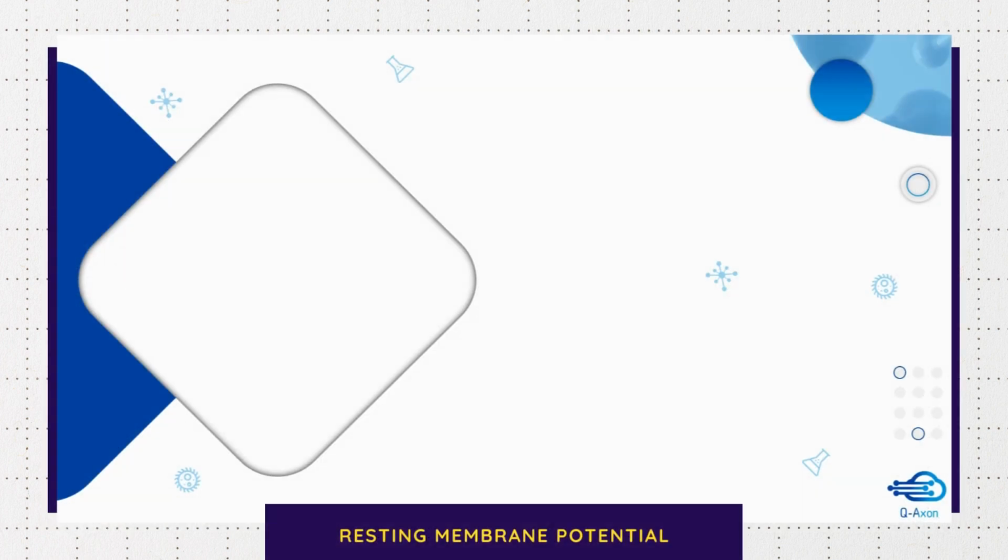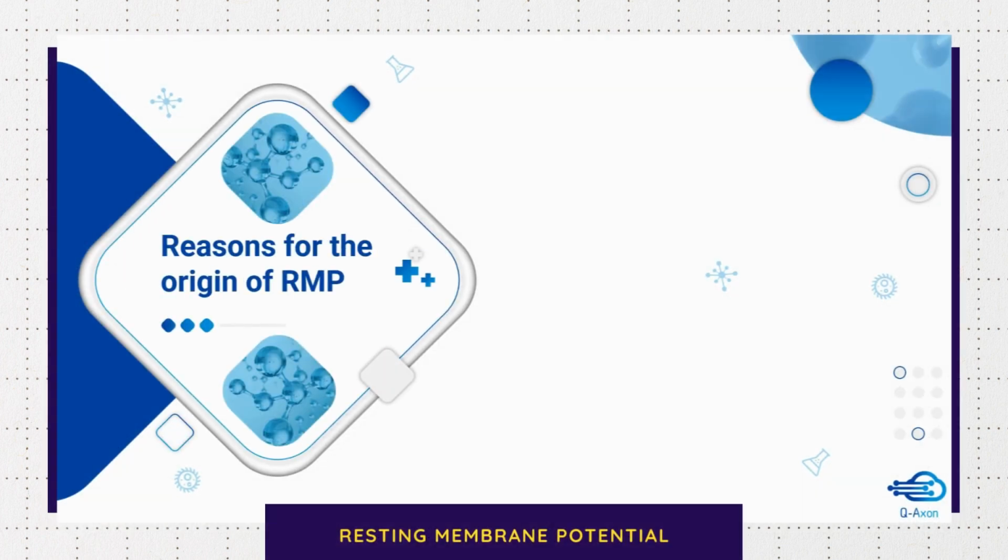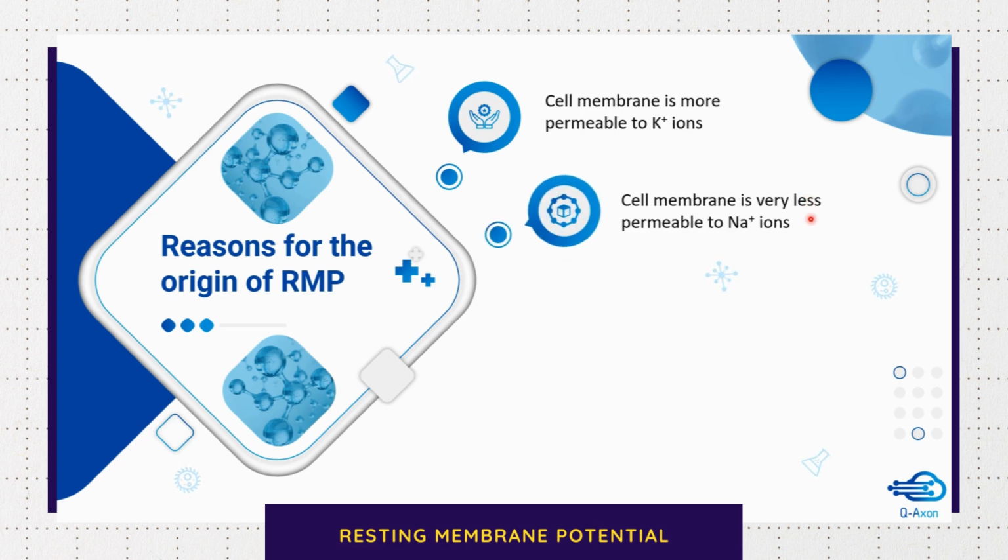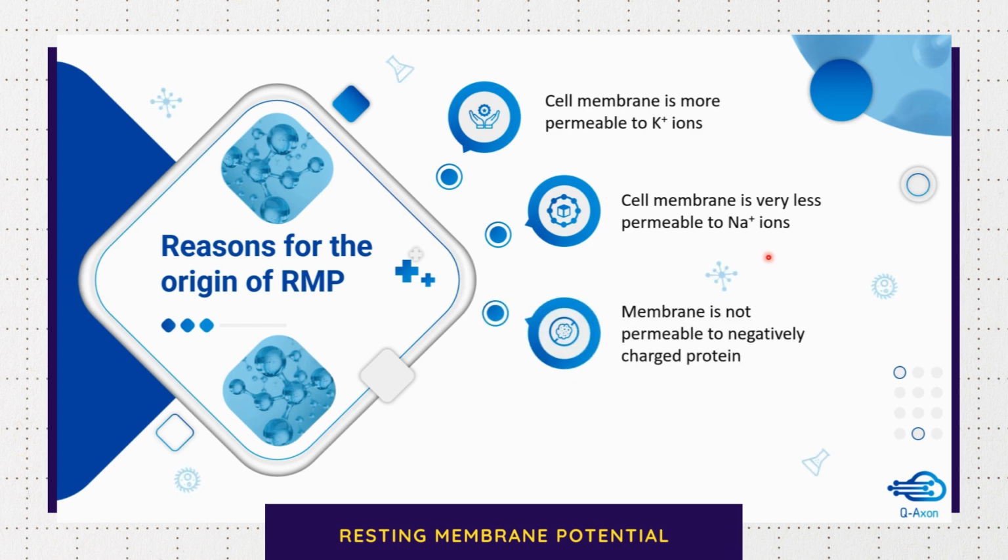So fundamentally, what are the reasons for the origin of resting membrane potential? It's simple, isn't it? The cell membrane is more permeable to potassium ions at rest due to the presence of the leaky channels. However, it is not permeable to sodium ions that much. It is very less permeable. And the membrane is not permeable to negatively charged proteins. That is why it is maintaining the negativity inside.